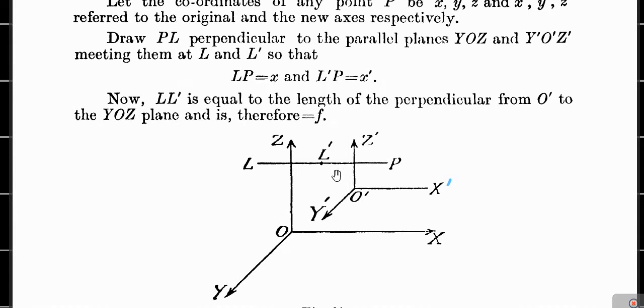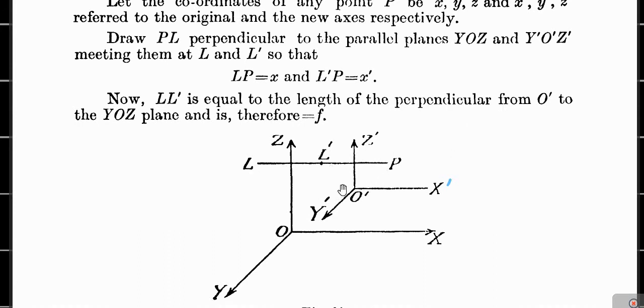Now next, we observe that the distance LL' is equal to the length of the perpendicular from O' to the YOZ plane. From this point O', if we draw a perpendicular on the YOZ plane, then that length will be equal to the length LL'.